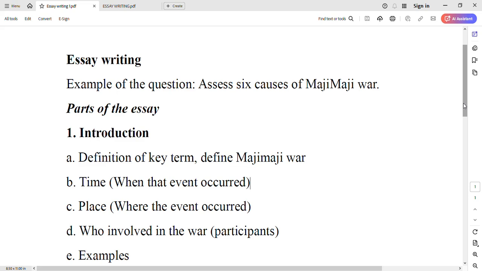Example, we are discussing the Majimaji War. Were all the people in Tanganyika involved in the Majimaji War? Were all the people in the world involved in the Majimaji War? So tell us specifically, when you are talking about the Majimaji War, who was there? Which people are you talking about?